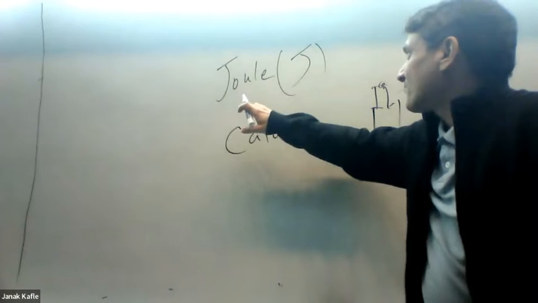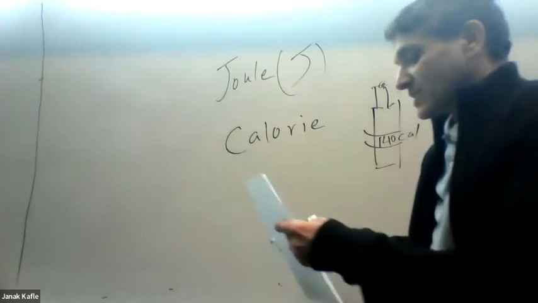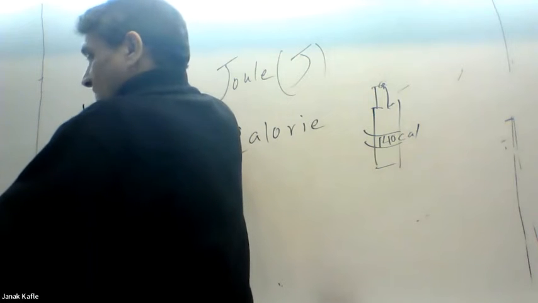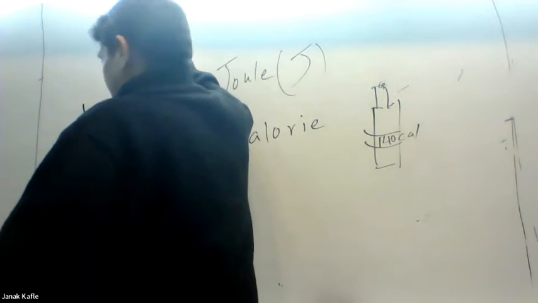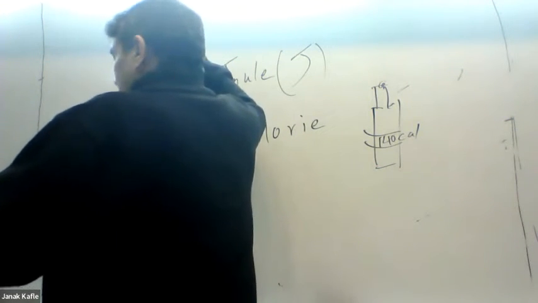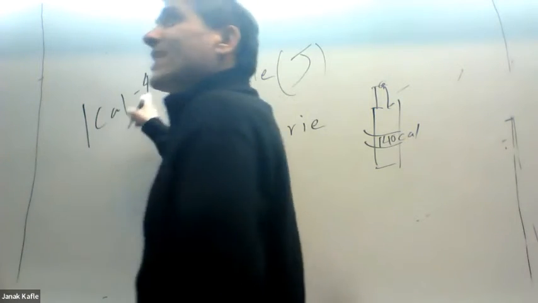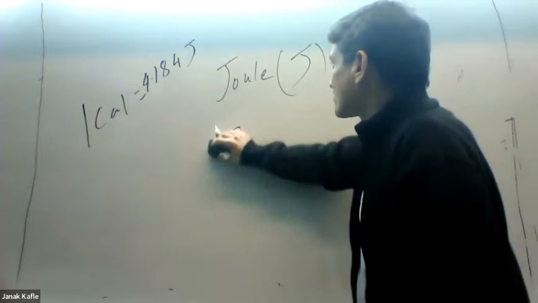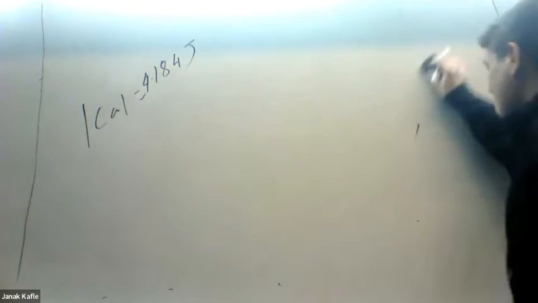So what is the relationship? How much is the factor to convert joule to calories? Basically, 1 calorie is equal to 4.184 joule. See that? 1 calorie is equal to 4.184 joule.